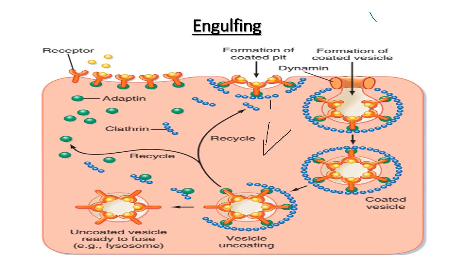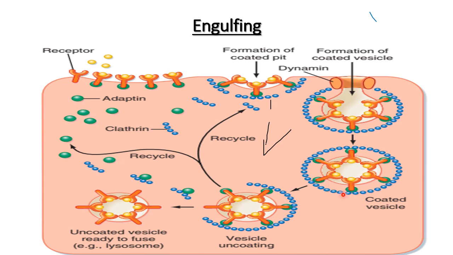As that is happening, more clathrin proteins will coat around the adaptin proteins, and then you form a coated vesicle. This coated vesicle needs to be separated from the surface of the cell membrane. How will that be done? There is a GTPase enzyme known as dynamin, which will come and facilitate the separation of the coated vesicle from the surface of the cell membrane.